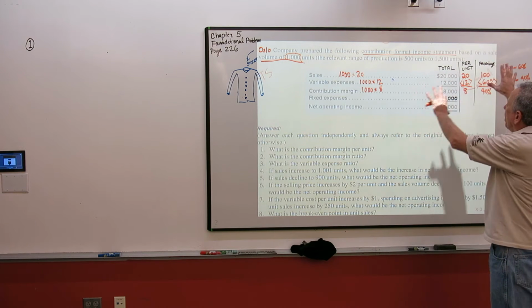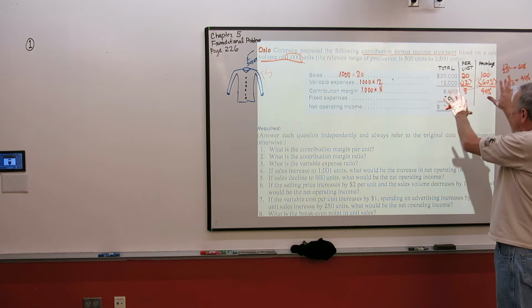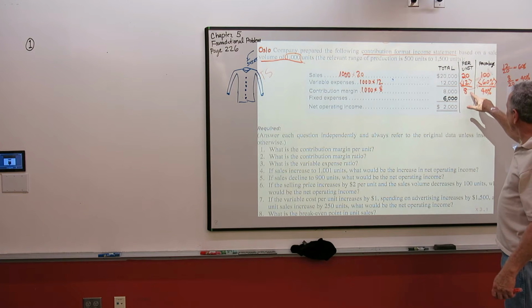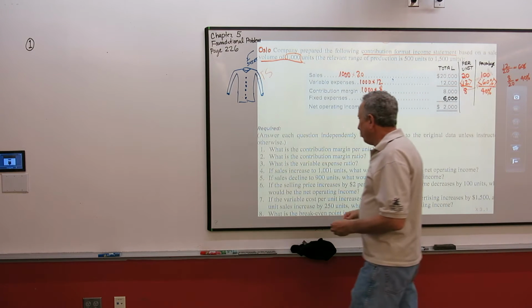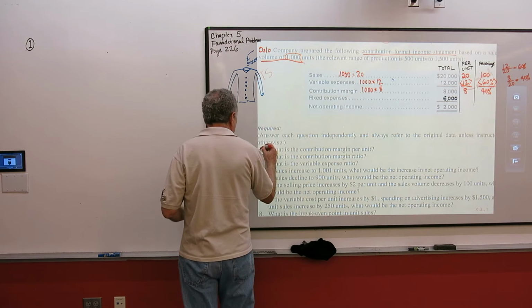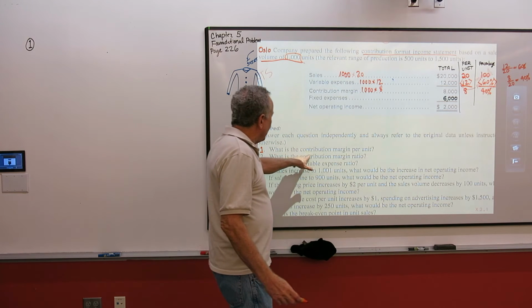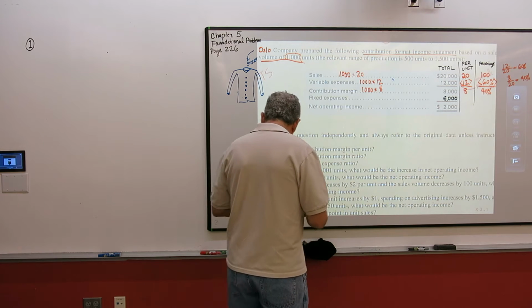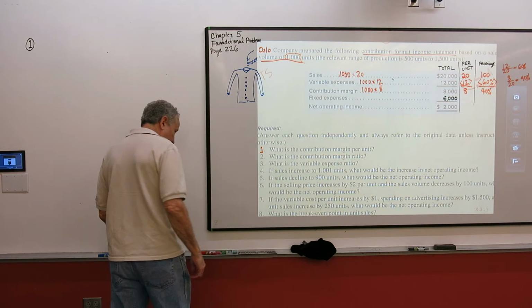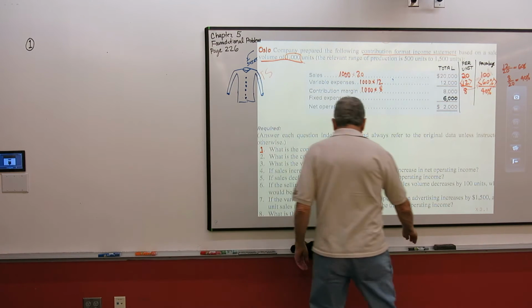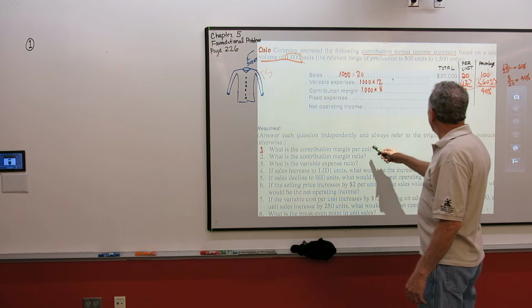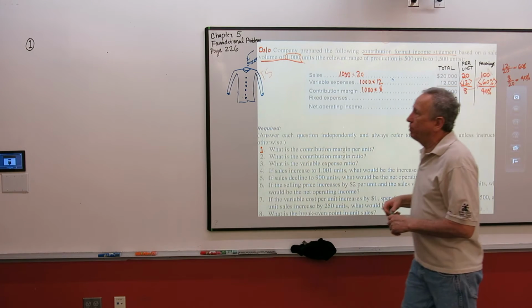If you have multiple products, you can see relationships right away as to which one has the highest contribution margin. Anyway, the first question says, 1. What is the contribution margin per unit? Oh, well, luckily we got that, don't we? That's pretty easy to get. It's 8.